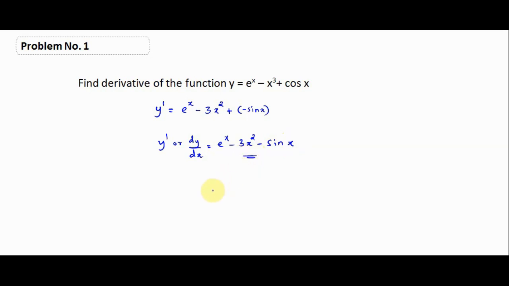So it's a simple problem just to familiarize the differentiation. Okay, now let's move on to problem number 2.